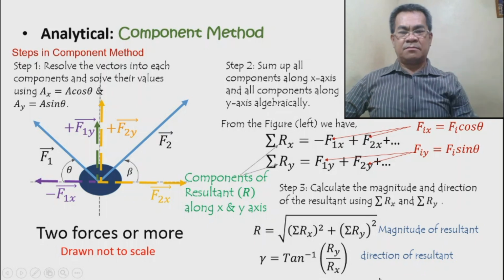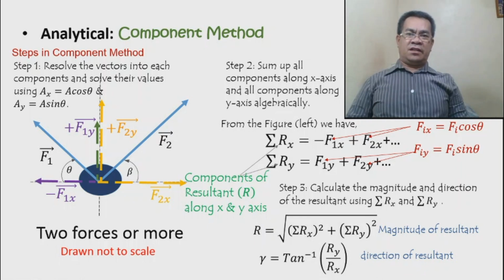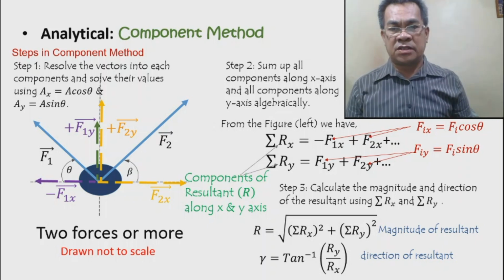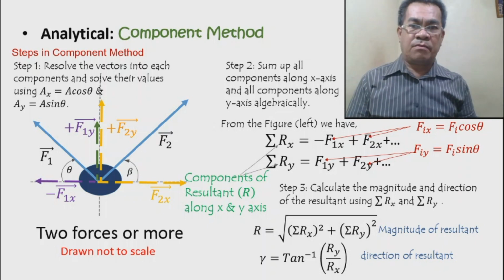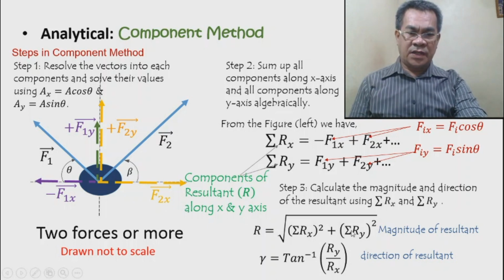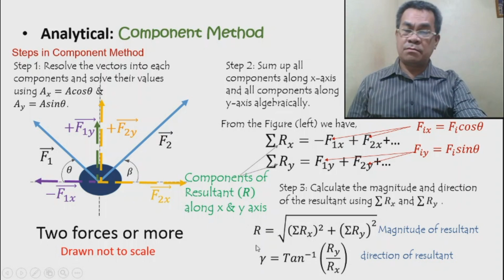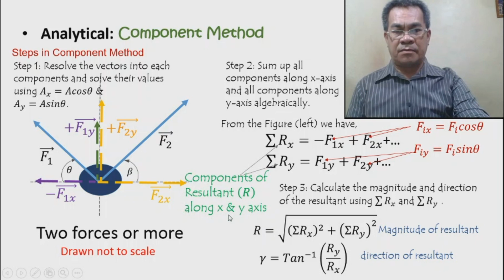Okay? This is it. This is the method, or the steps, of finding the resultant using the analytical component method. So actually, we use the resolution for the components, and we use the composition, because in this case we have these components Rx and Ry, so we use the principle of composition in order to solve for R and its direction. Okay, so let's have the example.